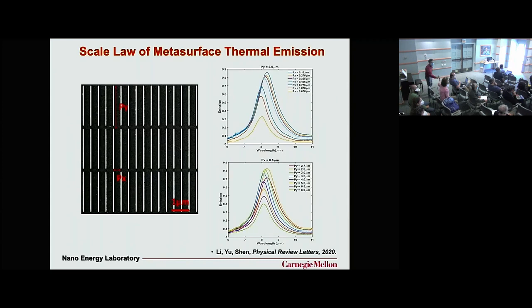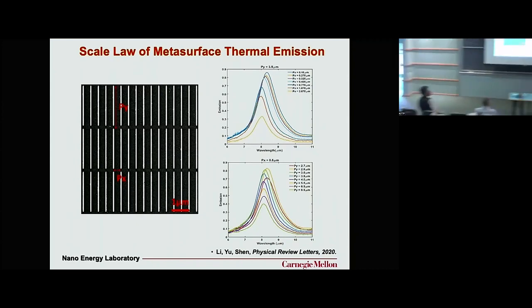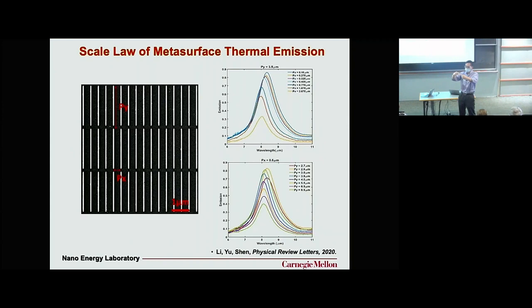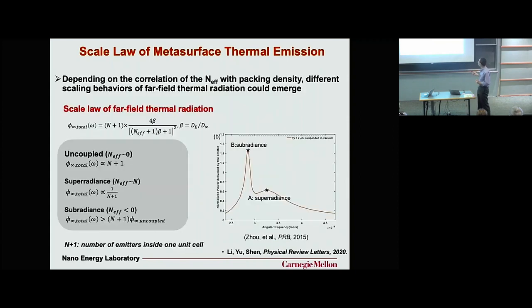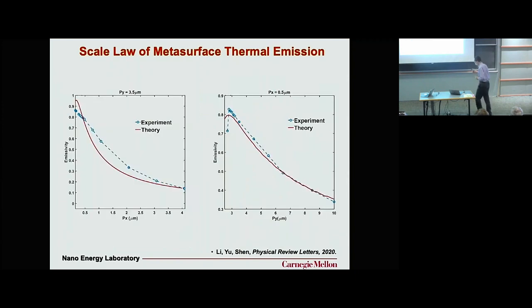If you look at this one nanowire, we have this dipole mode, but once we pack them, the interaction in the y direction and x direction will be different. Because you have nanowires next to each other, you have more area for interaction. But if you do it head to tail, the interaction is limited.